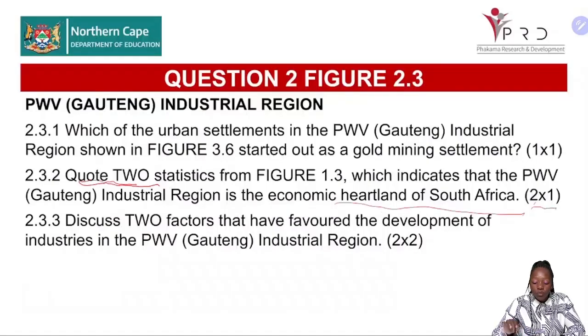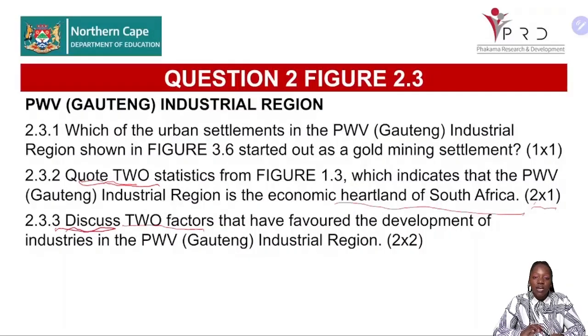So 2 times 1 means you need to give 2 responses that will give you 1 mark each. Should it happen that you only write 1, you are only going to get 1 mark. Then your 2.3.3, you discuss 2 factors. The keyword there is discuss.